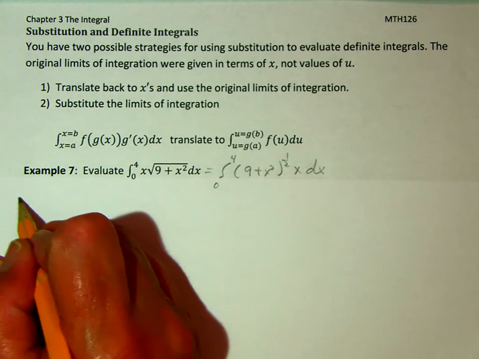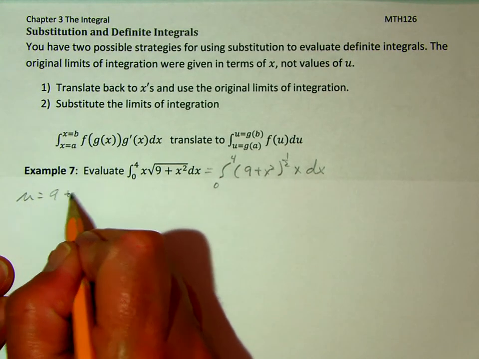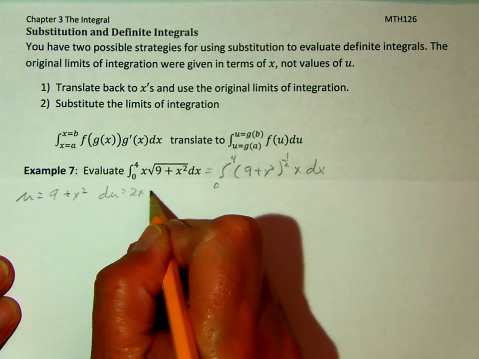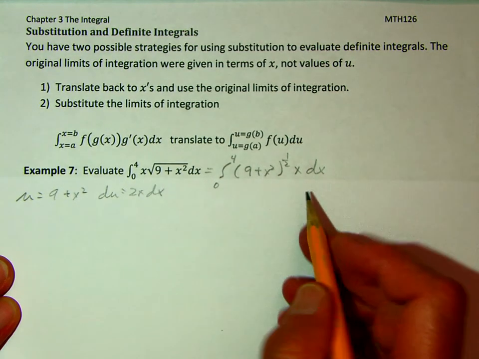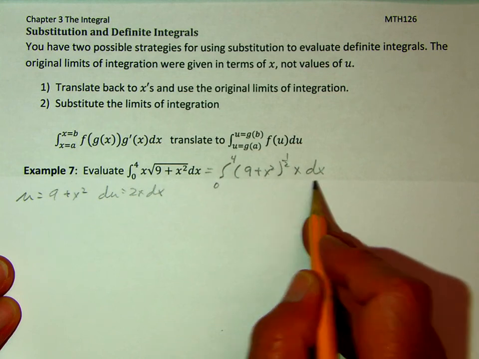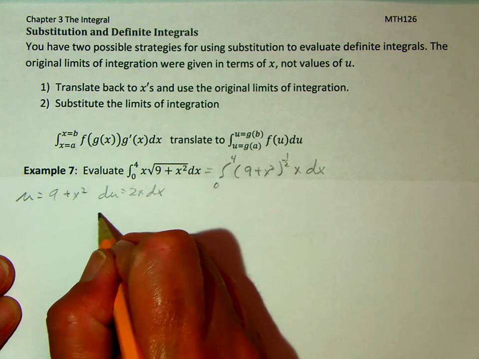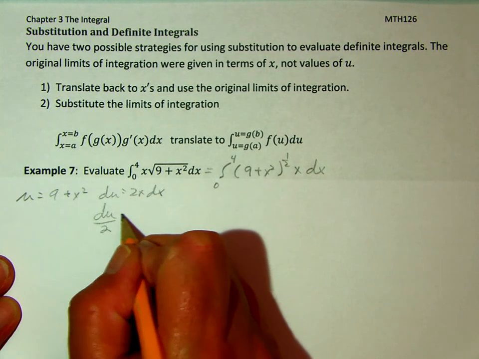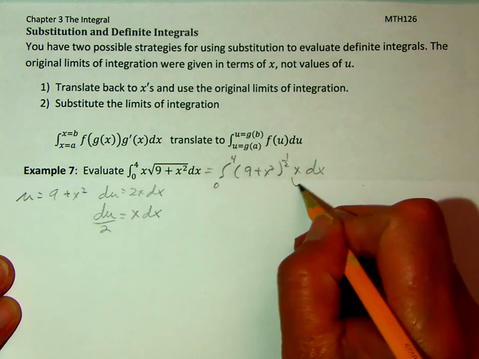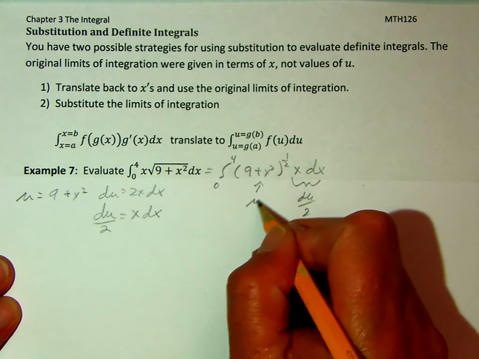Now, if I let u be 9 plus x squared, then du would be 2x dx. But when I look over here, all I have is an x dx, and I need to sub in for that. So I'm going to divide both sides of this by 2, and that gives me du over 2 equals x dx. Now, I am ready to sub.